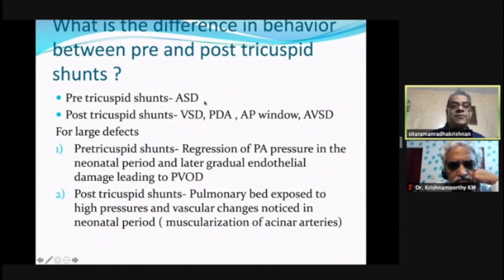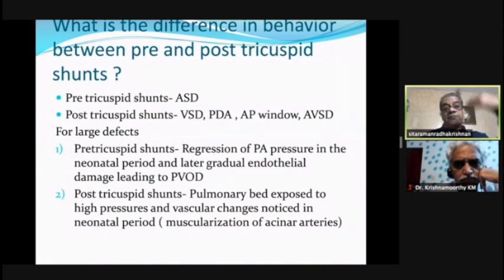Pre-tricuspid shunts, for your information, include ASD, and there are other lesions which I'm not going to talk about. But post-tricuspid shunts include, of course, VSD, PDA, AP window. The other lesions are all included in the post-tricuspid shunts. ASD is a pre-tricuspid shunt, which means that it occurs before the tricuspid valve. So I'm going to talk about large defects. We are not very much concerned with small defects because they don't develop pulmonary hypertension. I'm not going into Eisenmenger because that's a very late phase.